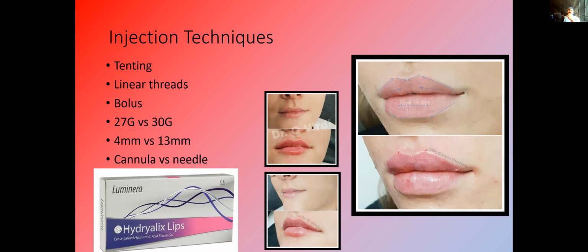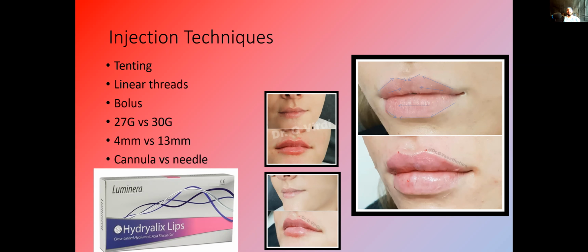So what injection techniques are we talking about? So these lips I've done here with the Luminera Hydraulics lips, which you do get 1.25 mil in a syringe. So those that are wanting your volume, brilliant. Those that want small amounts in the lips, it's still brilliant because you can focus the product elsewhere, and peri-oral lines, etc. But these are your very common techniques.